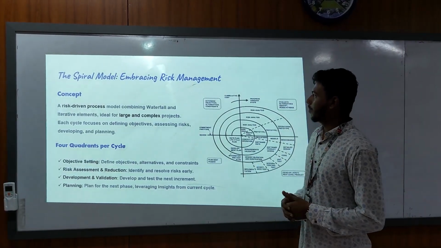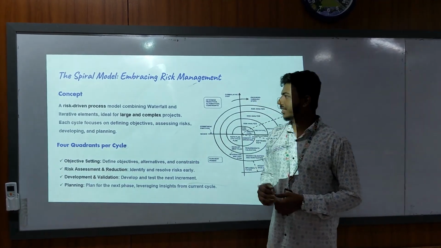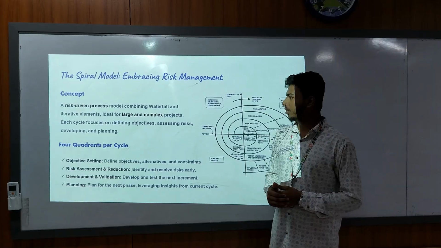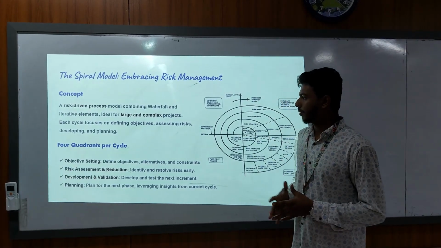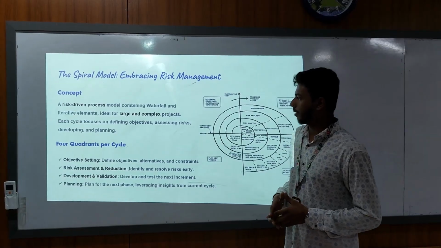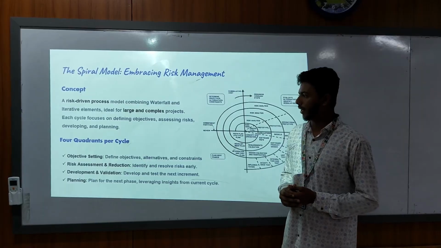The next is the spiral model, which embraces risk management. The core concept of this is a risk-driven process. The model combines waterfall and incremental, and is ideal for large and complex projects. Each cycle focuses on defining objectives, assessing risk, and developing a plan.